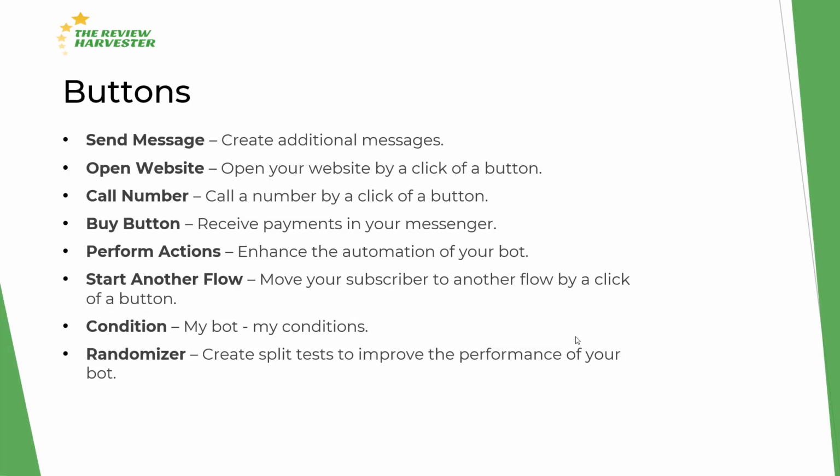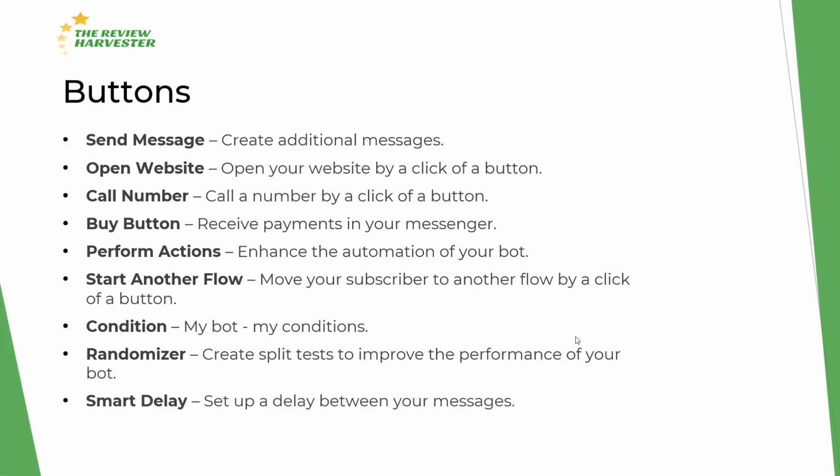Next is the randomizer. Create split tests to improve the performance of your bot. Let's say we have a message that asks for a review. We can split test it with the randomizer to see which kind of message brings more reviews, brings more CTR to our buttons. That's the randomizer.